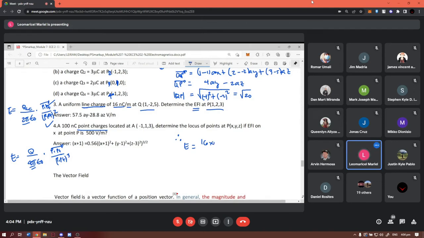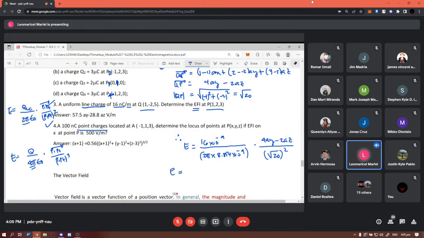So 16 times 10 to the negative 9 all over 2 pi times ano yung ating absolute permittivity? Yung 8.854 times 10 to the negative 12 ba yun? Yung nasa table nyo. Yung sinabi ko sa inyo nakaraan, di ba? Okay. Multiplied by, okay, yung vector natin which is 4ay minus 2az all over square root of 20 square. Okay? So, the electric field intensity is ilan?